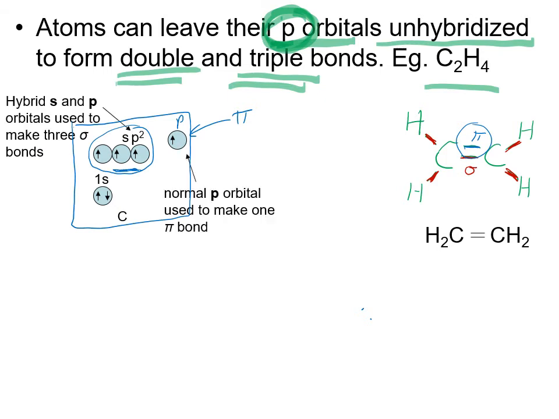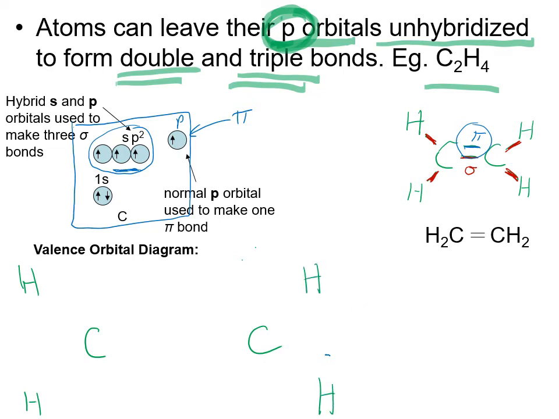So we've got sp2 and we've got a normal p orbital that we're going to use to make that pi bond. If we were to draw a valence orbital diagram, this can help us to conceptualize or picture what this is going to look like. If we see our carbons, let's do the same colors here. So our carbon and our carbon, and our hydrogens here.